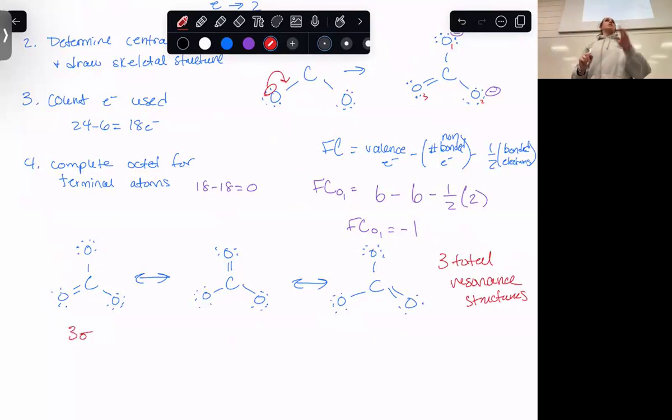And that's going to be a single bond. All single bonds are sigma bonds. And then in a double or triple bond, the first bond is always going to be a sigma bond. So we have this one, and this one, all sigma. How many pi bonds do we have? We have 1 pi bond.